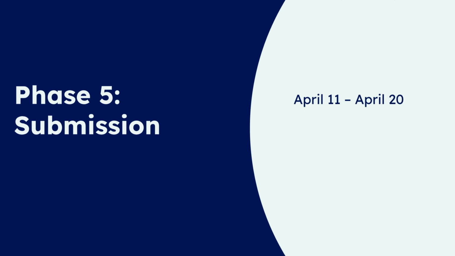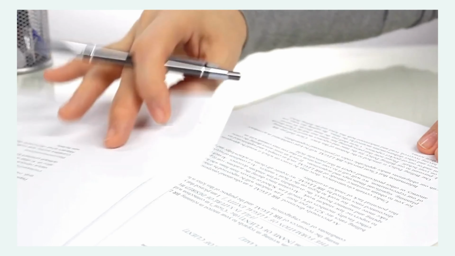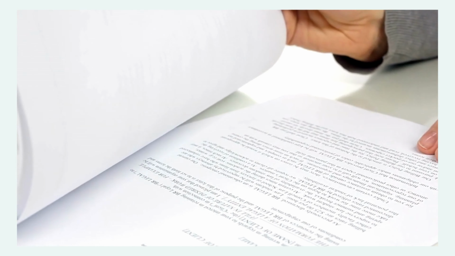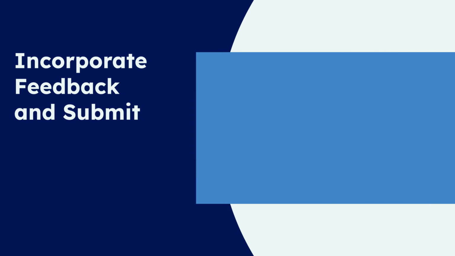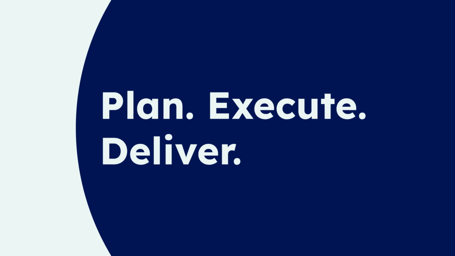The final phase, from April 11th to April 20th, is editing, review, and submission, the crucial polishing stage. Edit your entire paper for clarity, rigorously check all citations, and format the document strictly according to your institution's guidelines. Incorporate feedback from your advisor and peers, finalize any appendices, and submit your polished document ahead of the deadline with confidence. Adopting a project management approach will help you plan, execute, and deliver a high-quality research paper.